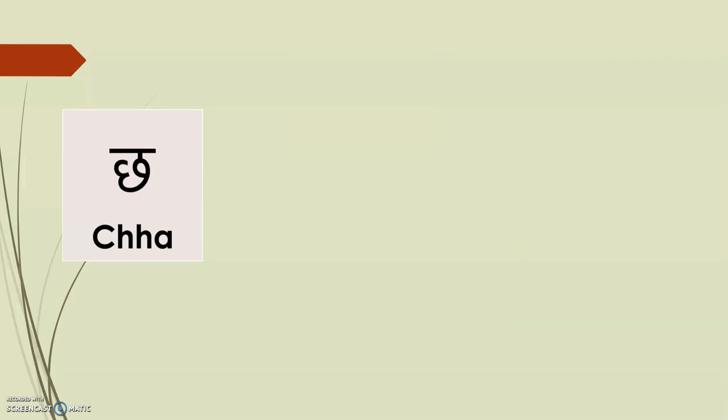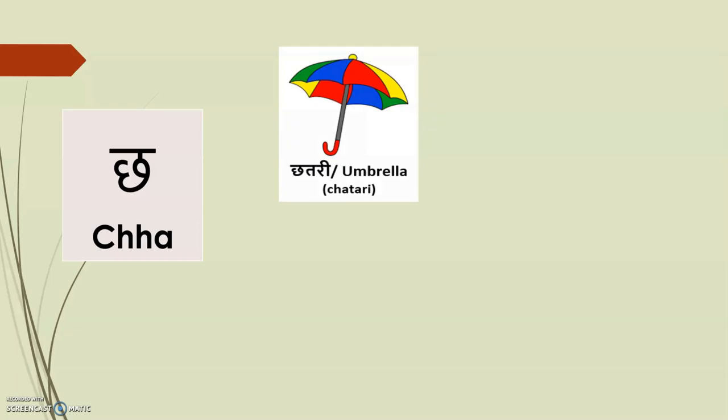Now let's go to the next letter. The next letter that we see here is Ch. In the first picture, we can see an umbrella. It is called Chhatri in Hindi.